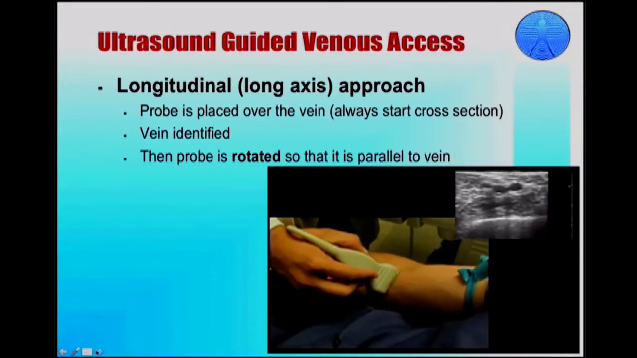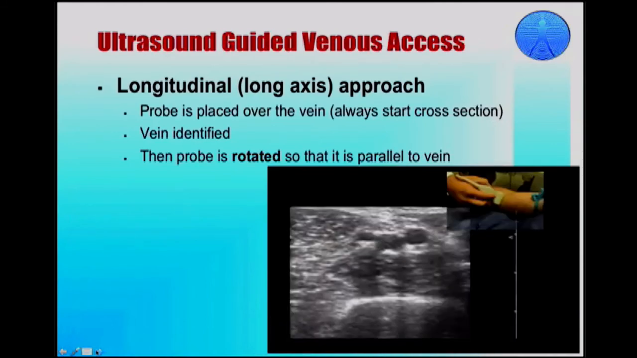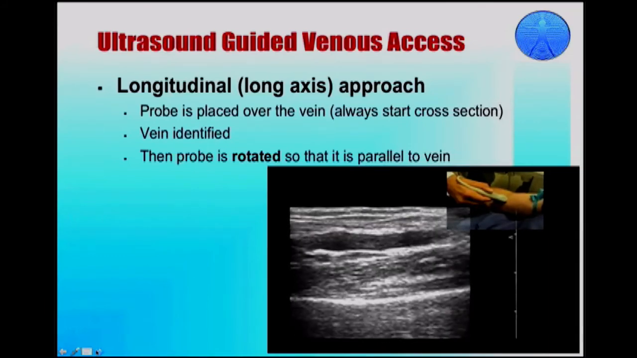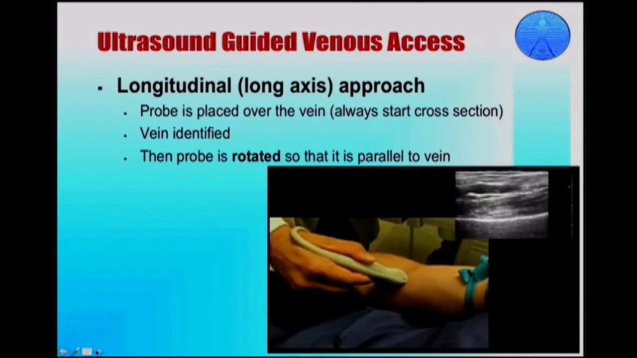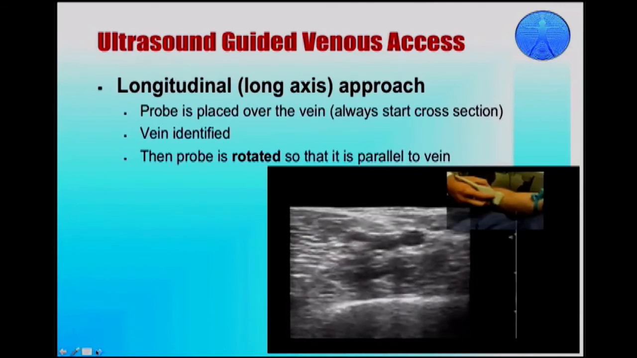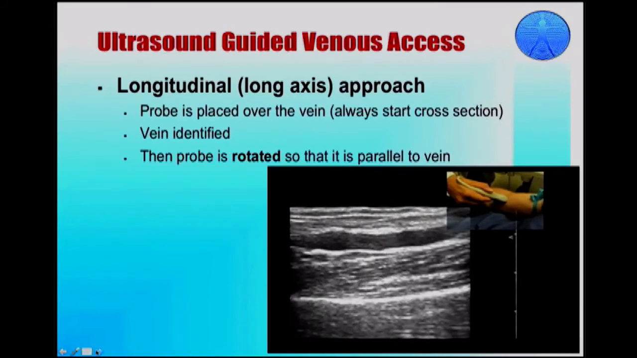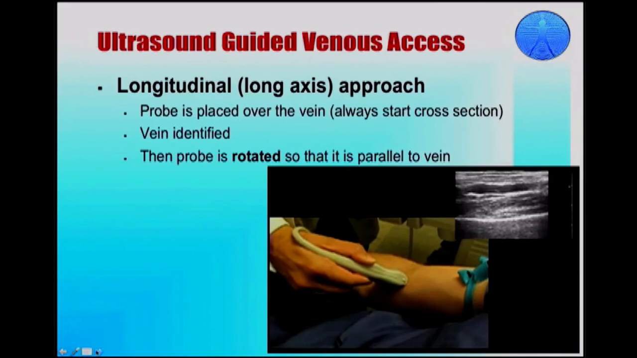Because remember, if you're compressing to see if the vessel's collapsing in cross-section, if you tried that in long axis, is the vessel collapsing or are you sliding off to the side? Remember, because if you slide off to the side in long axis, the image disappears because you're not directly lined up with it. So the most complicated part of this procedure is this rotation from short axis to long axis.